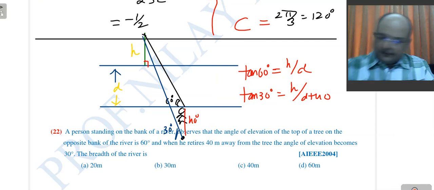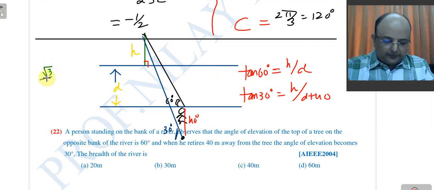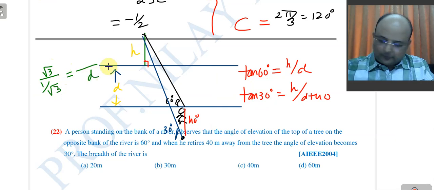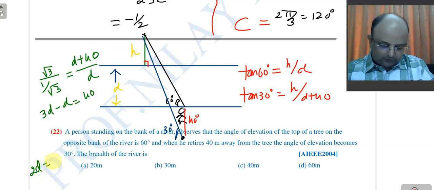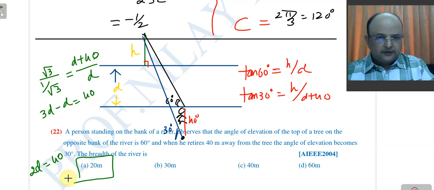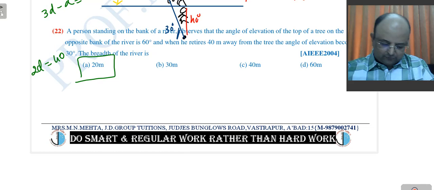So let me try to take the ratio. This is root 3 upon 1 by root 3. Your h cancels. This is upon d and the denominator goes in the numerator, that is d plus 40. So this is 3d equals d plus 40. I take this d on the left hand side, so 2d equals 40. So d equals 20. Easy. Sure? Okay.